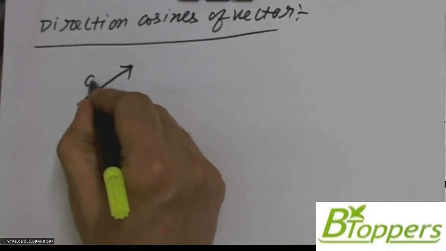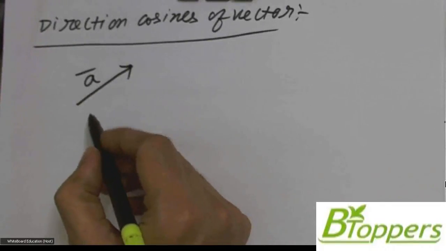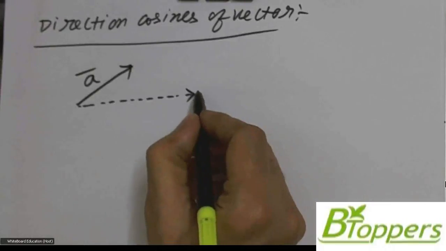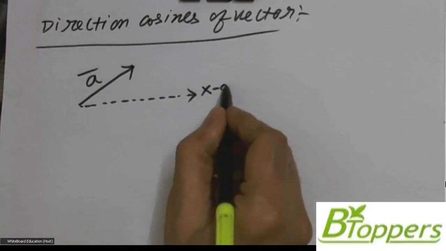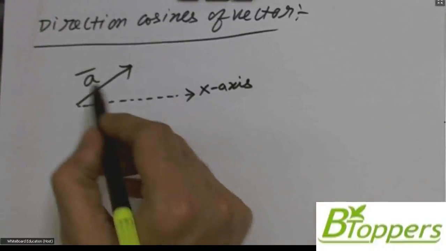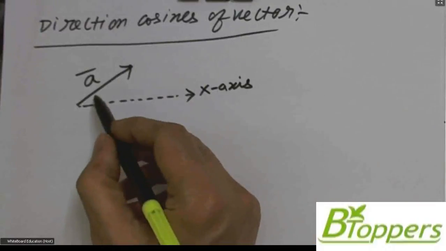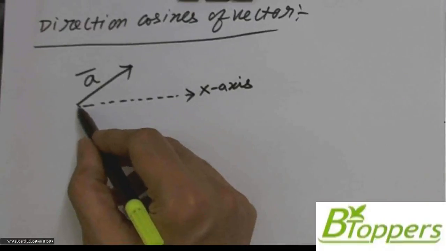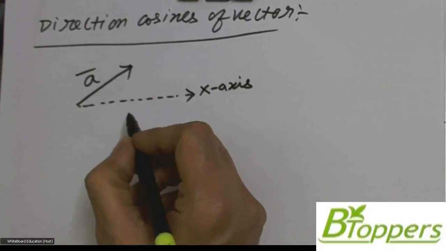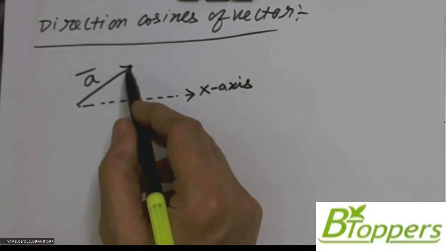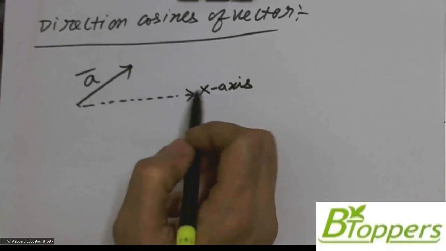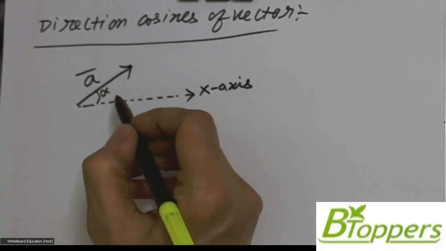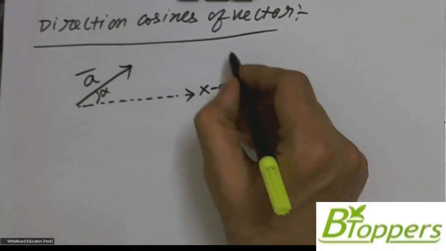Let us suppose a vector A bar makes an angle alpha with the line parallel to the positive direction of x-axis. That means in the diagram I am showing the plane which contains the vector A bar and the line parallel to the direction of positive x-axis. Let us suppose the vector A bar makes an angle alpha with the positive direction of x-axis.